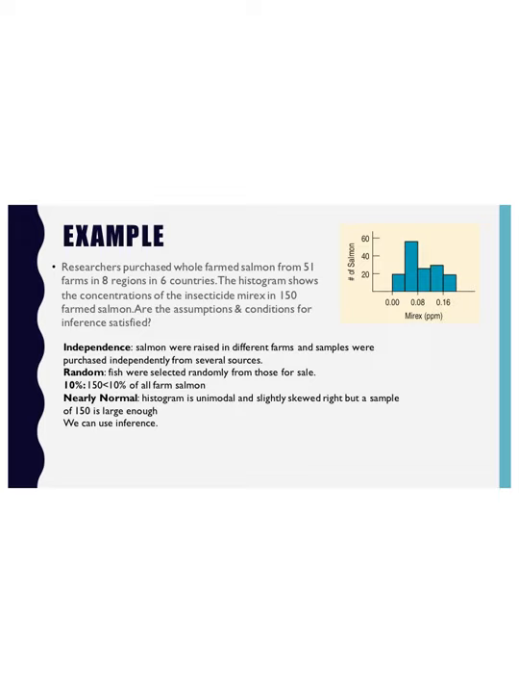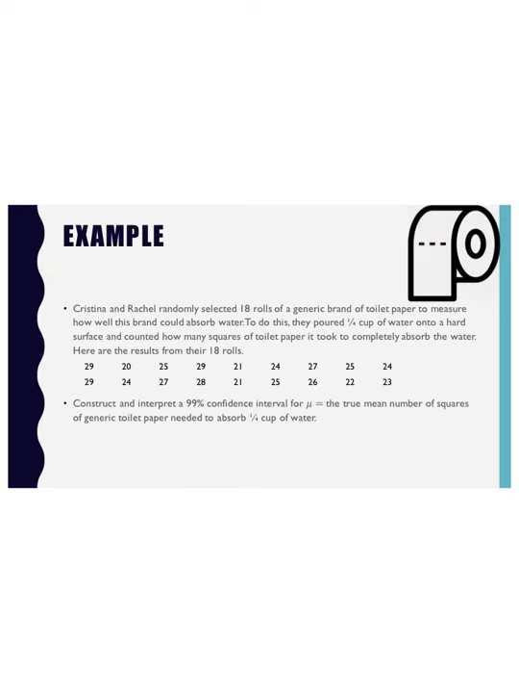we're going to assume that the fish were randomly selected from those for sale. 150 is less than 10% of all farm-raised salmon. And for nearly normal, they provide us with this nice histogram. So if we look at the histogram, it is unimodal and slightly skewed to the right, but a sample of 150 is large enough to assume approximately normal. We can use inference.